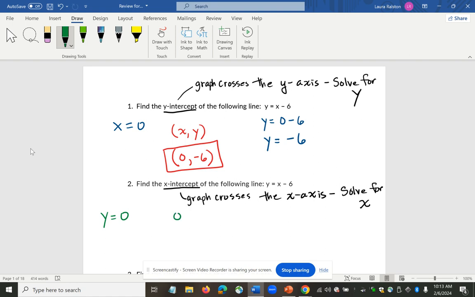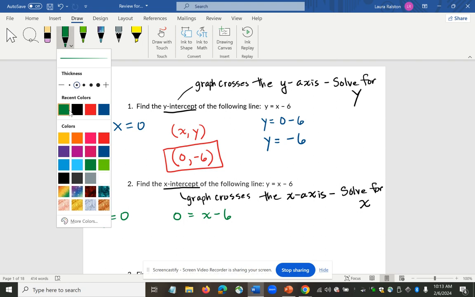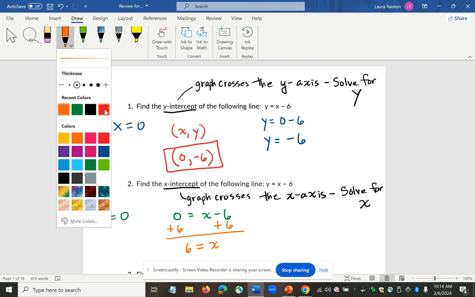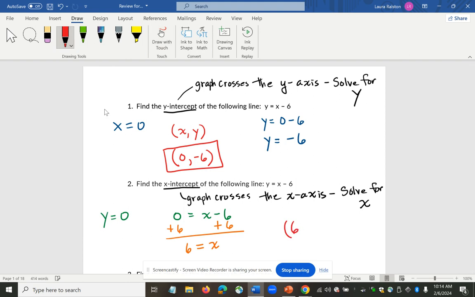So I would have 0 equals x minus 6. Then I'm trying to solve for x, so I'm going to add 6 to either side to isolate the x. So I have 6 equals x. Again, typically our answer is written as an ordered pair. And so we would have 6, comma, 0. There's your x-intercept.